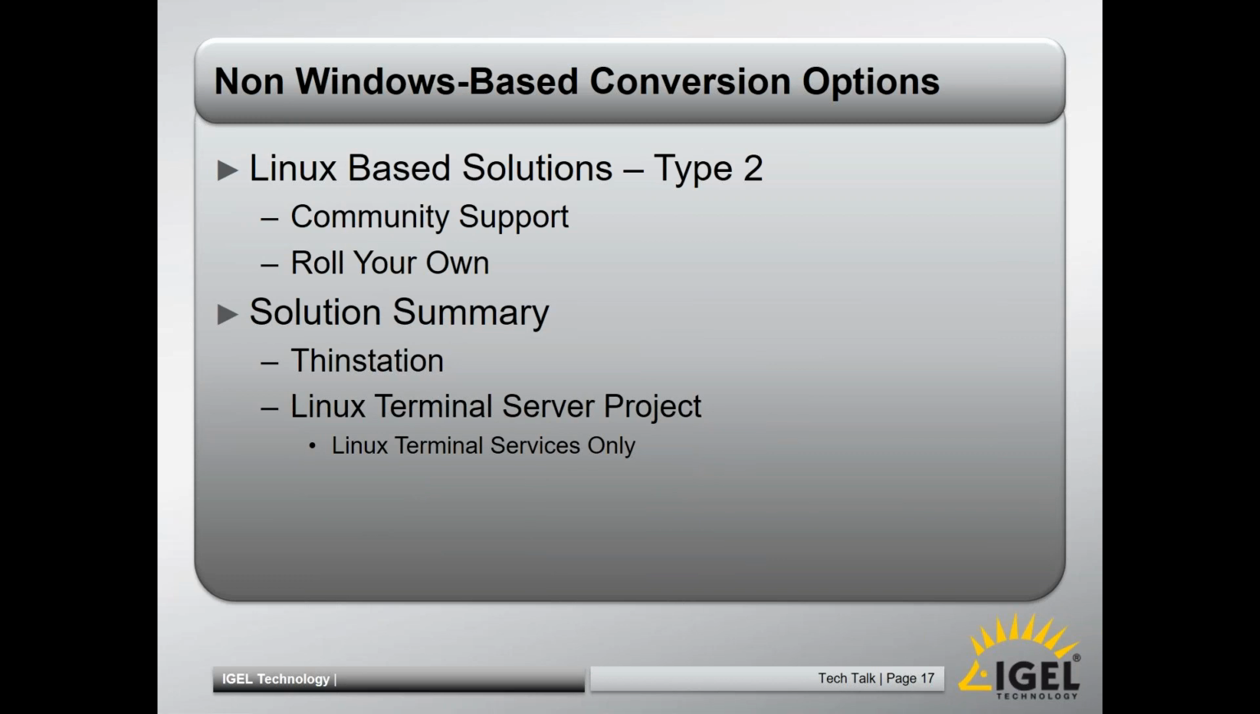Type 2 would be the roll your own. I went back to the Knoppix scenario I had a while ago. I created my own Knoppix distribution with the Citrix receiver and some scripts, and I did it once. I'll never do it again because it's just not a manageable, maintainable solution. It was too much effort.